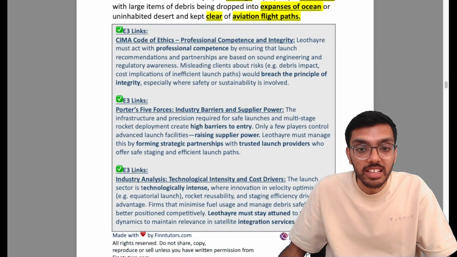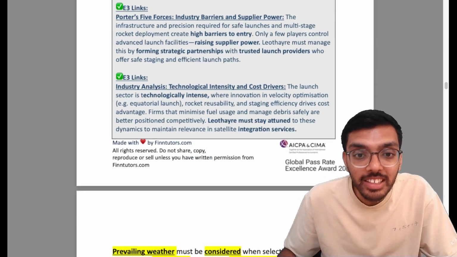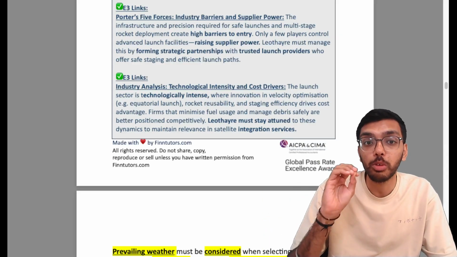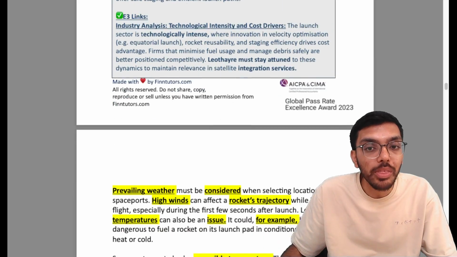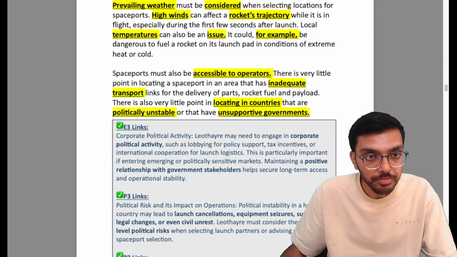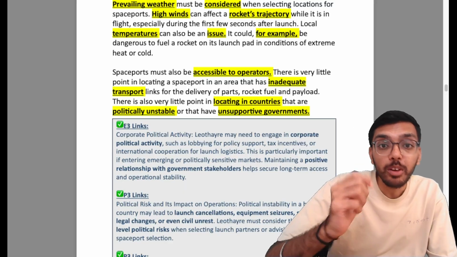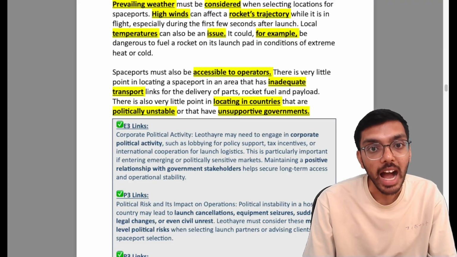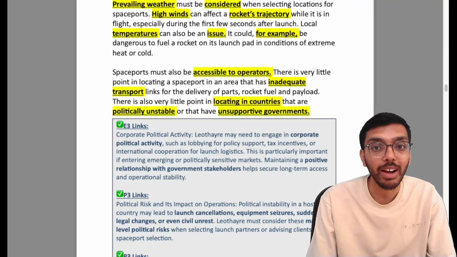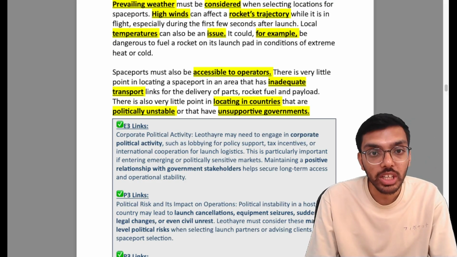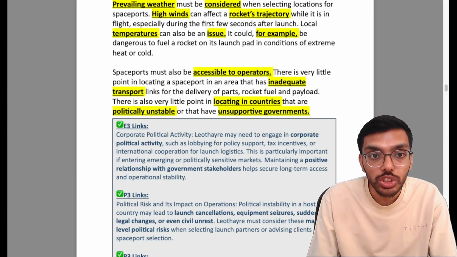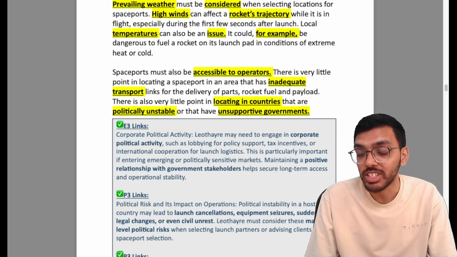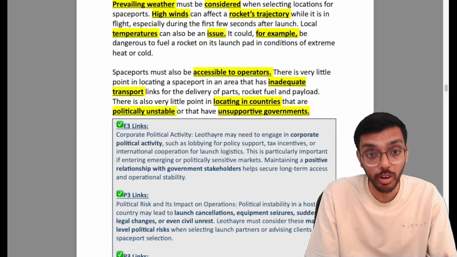Next, industry analysis. The launch sector is technologically intense. Again, this provides the indication that as a company, Leothayre will have to be innovative. Prevailing weather must be considered when selecting locations for spaceports. High winds can affect a rocket's trajectory while it is in flight, especially during the first few seconds after launch. Local temperatures can also be an issue. For example, if it's extreme heat or cold, there is fuel involved, so there can be a problem.